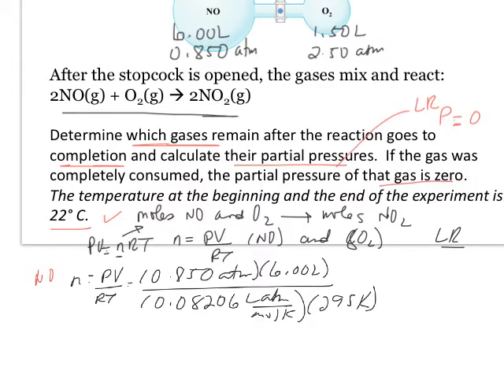How do we get that? We just did 22 degrees Celsius plus 273, and that should be 295 Kelvin. We make sure our units cancel out: atmosphere, atmosphere, liters, liters, Kelvin, Kelvin, and that does give us moles. Moles of NO should be 0.211 mole of NO.